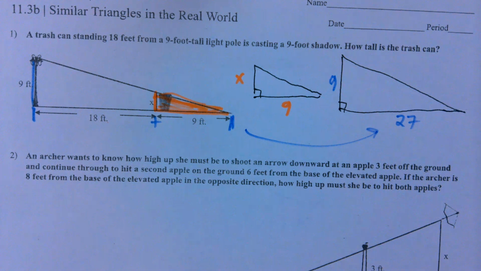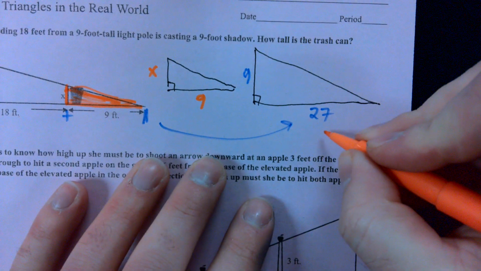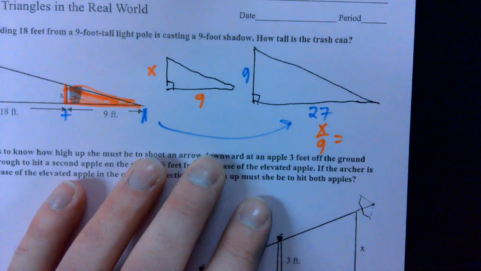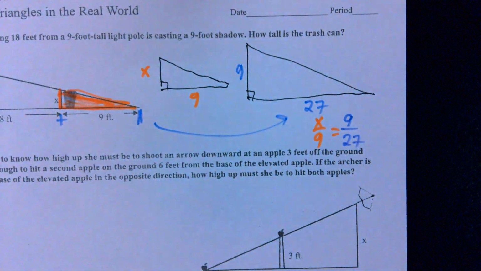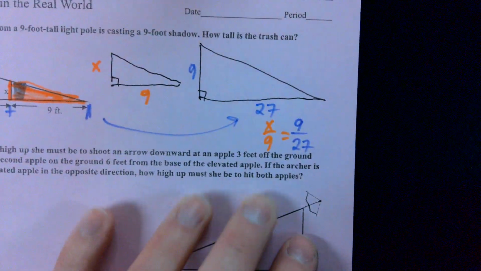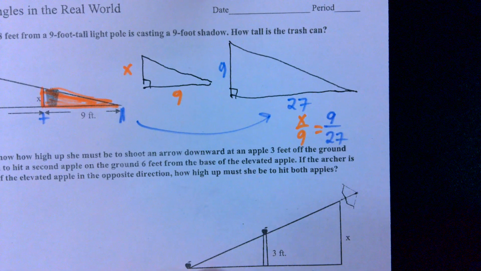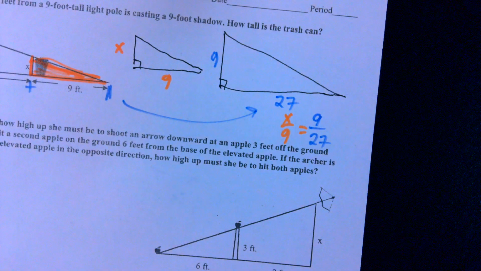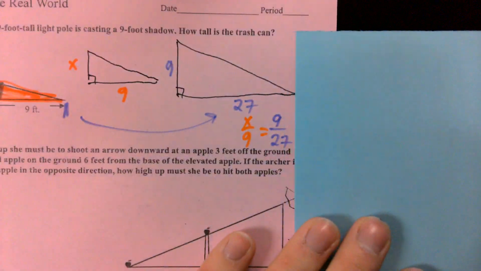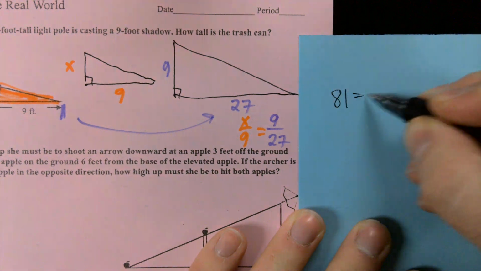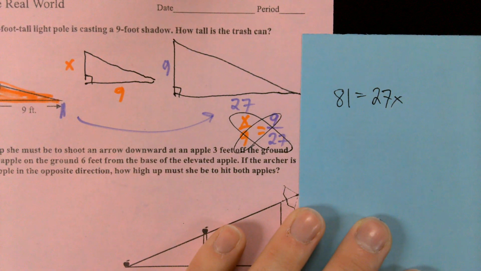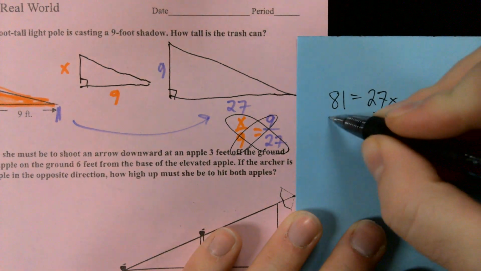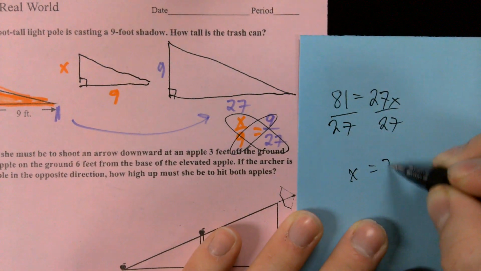All right? So we can set our proportion up. X over 9 equals 9 over 27. I'm running out of space here. But before that we end up with 81 equals 27x, when we cross multiply those. We divide both sides by 27. And we get x is equal to 3.